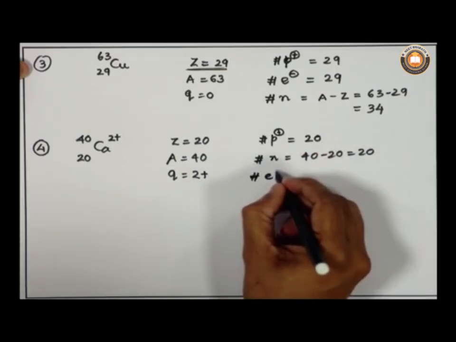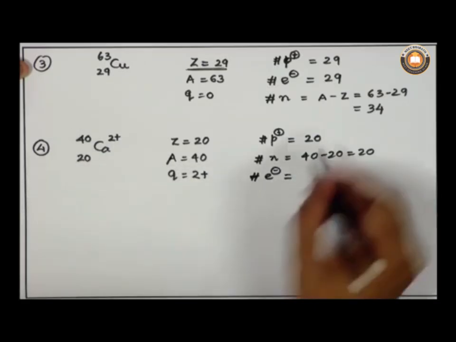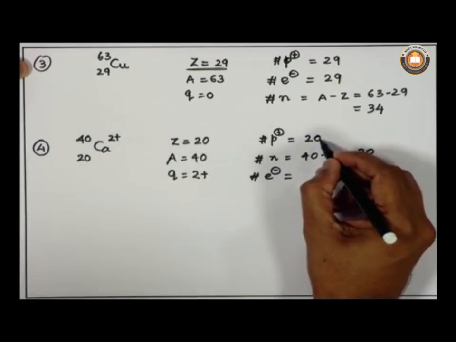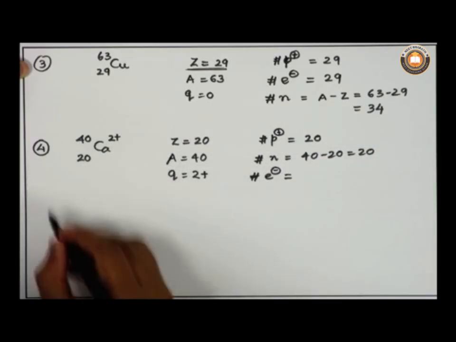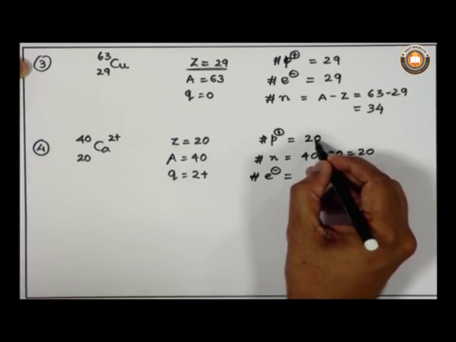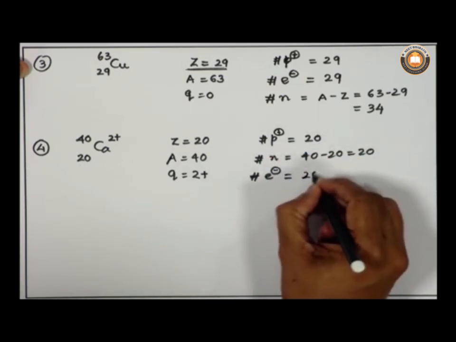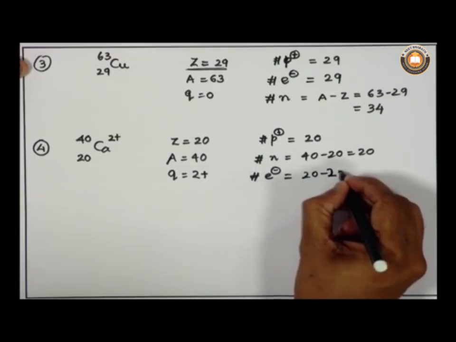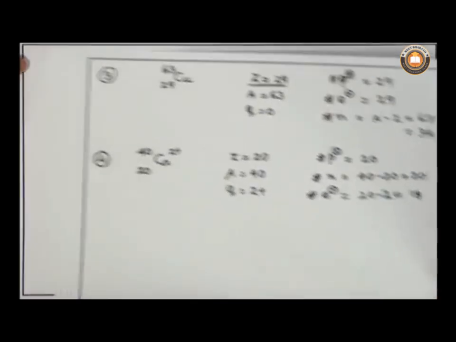How many electrons? You see, the atom has plus 2 charges and plus charges are coming because of proton. So, I have got 20 protons and the atom has got 2 positive charges. That means, number of electrons present in this atom must be 2 less than the number of protons. So, if number of protons is 20, so number of electrons are 20 minus 2, which is 18. All right. We will take a few more examples because this is a very important concept.